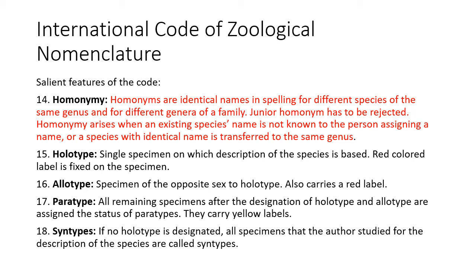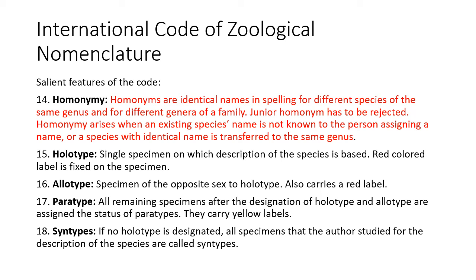So this can arise, for example, when people are not aware of the existing species name, or names are transferred from one genus to the other. Now, when we name a taxa, we have different specimens that we use. The single specimen on which the description for that species is based is called holotype, and it has a red colored label. Allotype is the opposite sex of the specimen of holotype. So if your holotype was a female, allotype would be a male. This also carries a red label.